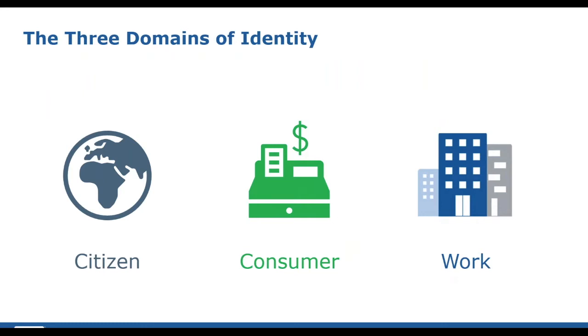Well, let's start talking about identity. It all starts with identity, and that's why we're starting here. There are essentially three domains for identity. There's your citizen identity, the one that you use to travel the world with, like your passport or your driving license. There's the consumer identity, the one that you use to pay for things, and then there's the work identity, your business identity. And these are three fundamentally different identity ecosystems. They have different requirements and also different challenges.